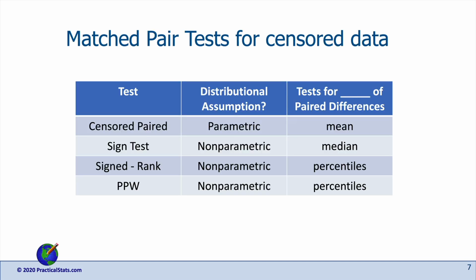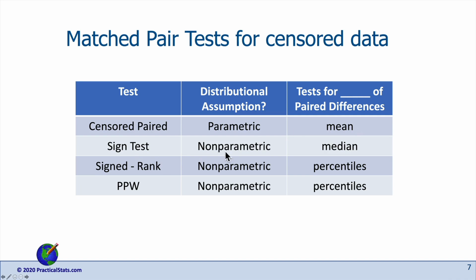We're going to look at 4 of these tests briefly. The first one is a parametric test called censored paired test, and it will be a test for whether the mean of the paired differences equals 0. In other words, is the average difference between the two columns 0?